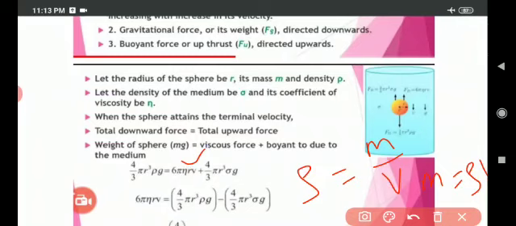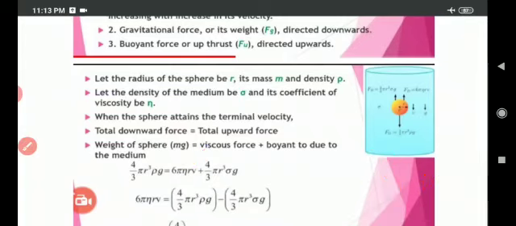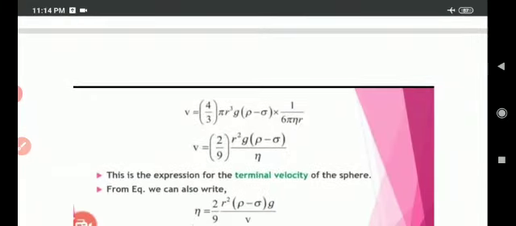Then rearranging this term, 6 pi eta rv is equal to 4 by 3 pi r cube rho g minus 4 by 3 pi r cube sigma g. Again rearranging, taking the common terms, 6 pi eta rv is equal to 4 by 3 pi r cube g into the bracket rho minus sigma. Then, rearranging, v is equal to 4 by 3 pi r cube g into rho minus sigma, into 1 upon 6 pi eta r.